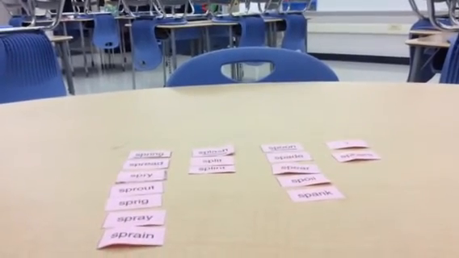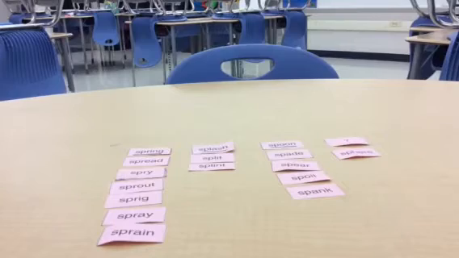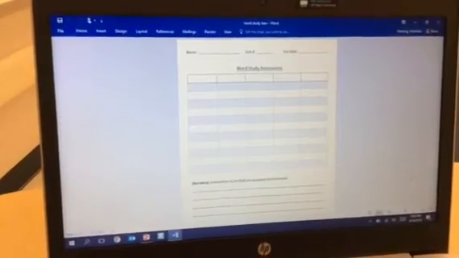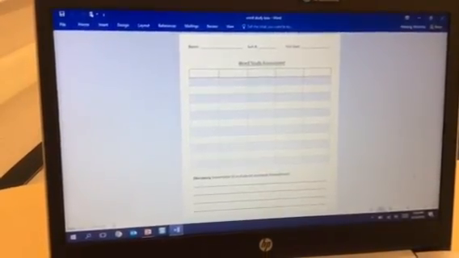So that is how we would sort. And the entire time I'm sorting here, you would be copying down these words into your word study key. And I apologize that I don't have a printed example for you right now, but you will have a copy of this. It will say word study key, and you will be copying these down.